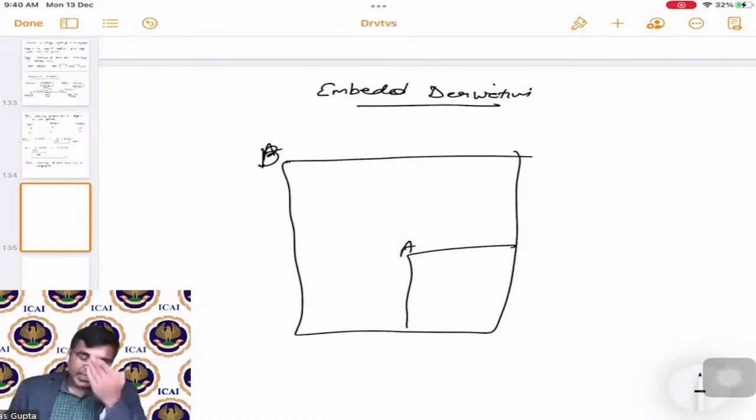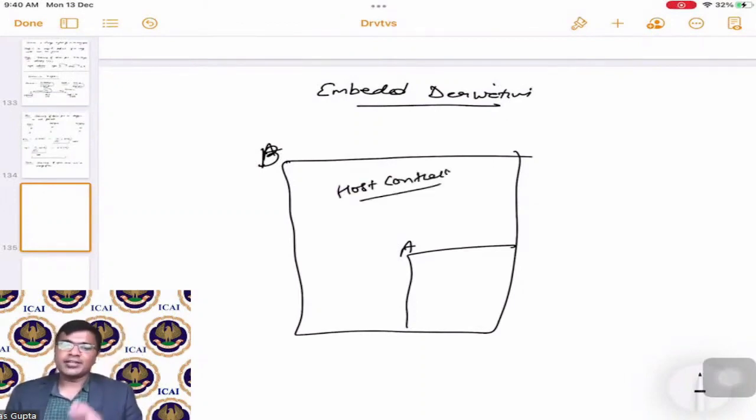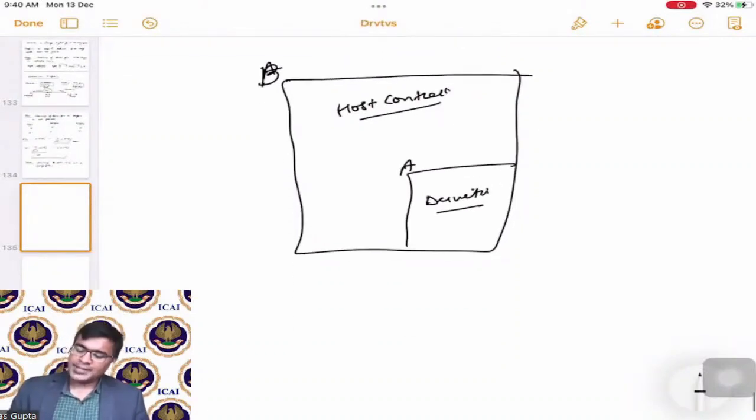Now the outer box is called a host contract. Within that contract, there is an embedded derivative. There is a hidden derivative. Embedded means that it is embedded there, correct? Which is called A here. Now it is part and parcel of the host contract. The host contract is just a regular transaction, let's say of any sale, of any purchase, of anything that you can imagine, of any rent, for example. That is just a normal transaction.